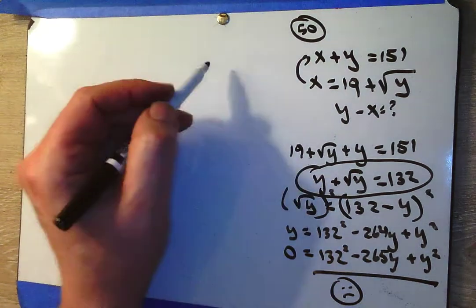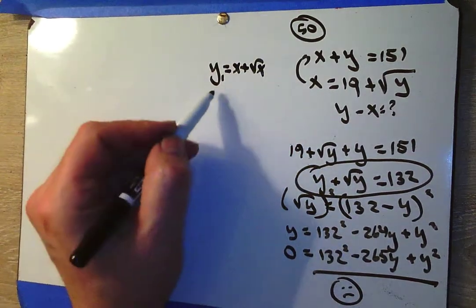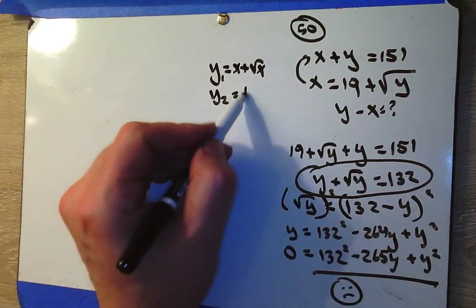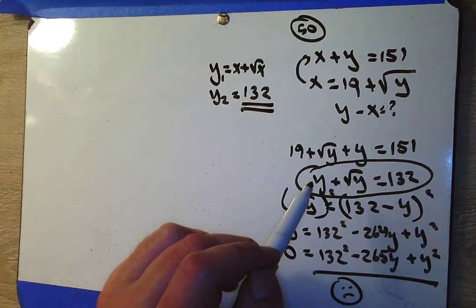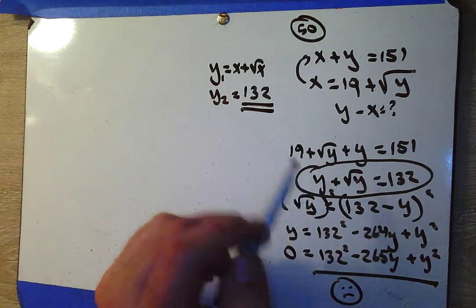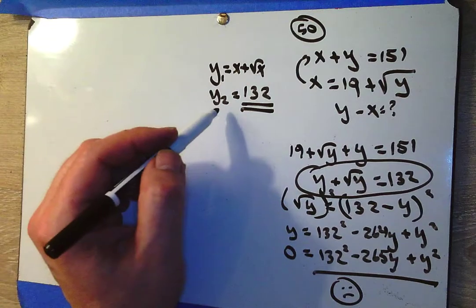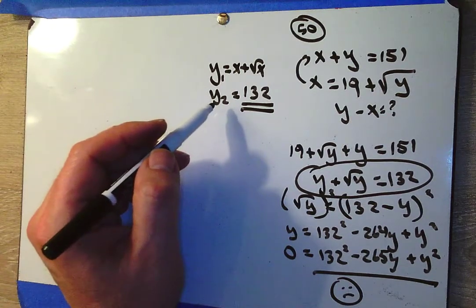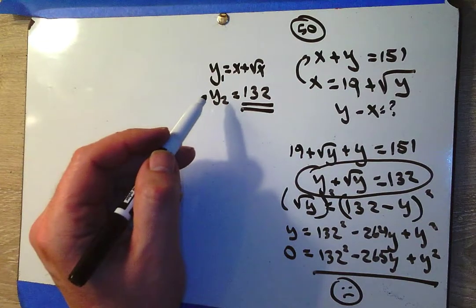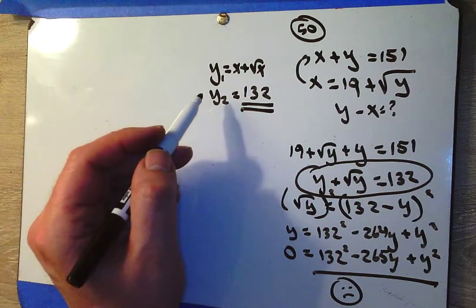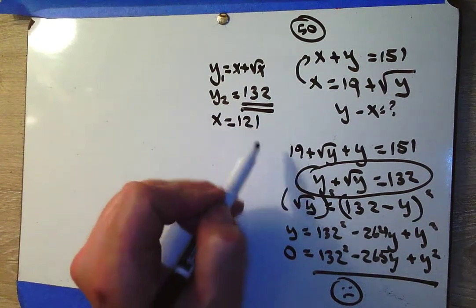I would type in y1 equals x plus square root of x. In y2, I would type in 132. Now, this will not show up on a standard viewing window. So I went over to my table and I plugged in some values, and I ended up graphing, and I found the point of intersection to be at x equals 121.